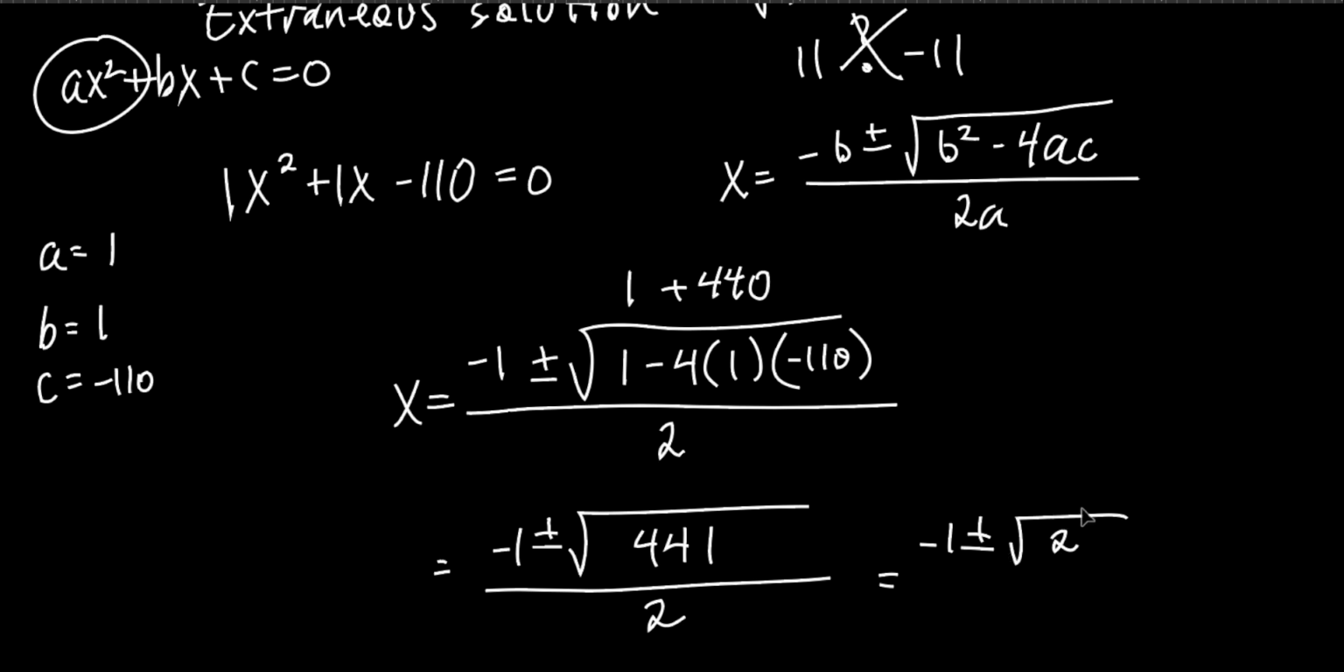Oh, sorry. Thank you. Keeping me straight here. The square root of 441 is just 21. It's not the square root of 21. Okay, it's just 21. And that's over what? 2.